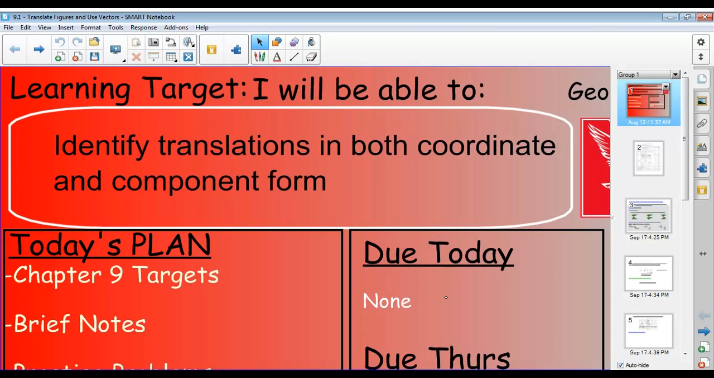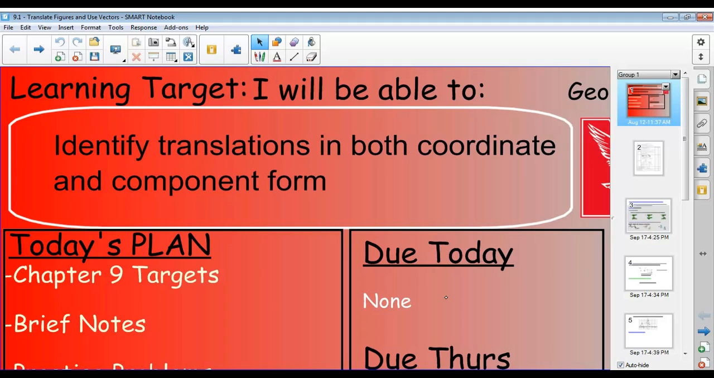All right, guys, we are starting a new unit today. This is actually chapter 9. So we went from chapter 3 to chapter 9. We will come back and hit the other ones, but this is something that we're going to cover before we do congruent triangles, and we'll see what the relation is between the two things shortly.